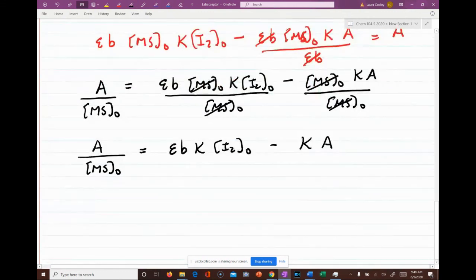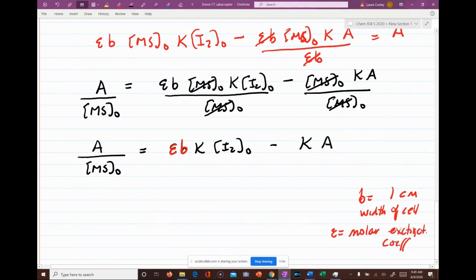Okay, so first of all, let's figure out what are constants. Over the whole course of the experiment, epsilon is a constant. It's the molar absorptivity, or the molar extinction coefficient. It depends on how strongly that charge transfer complex absorbs light. B is another constant. B is actually 1 centimeter. It's the path length, the width of the cell. And of course, the equilibrium constant is constant at a given temperature. Okay, so that's constant.